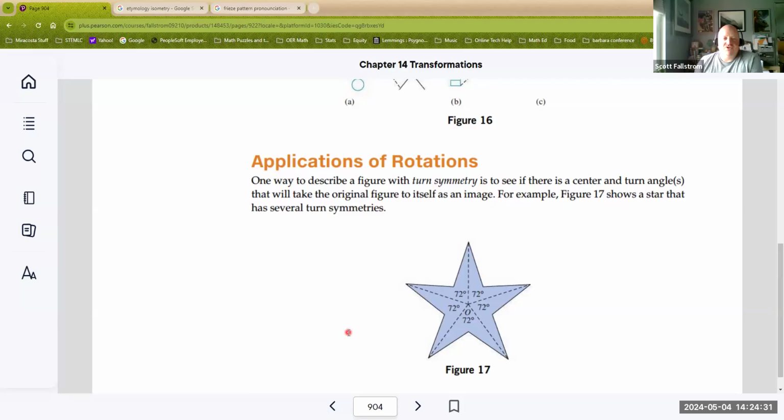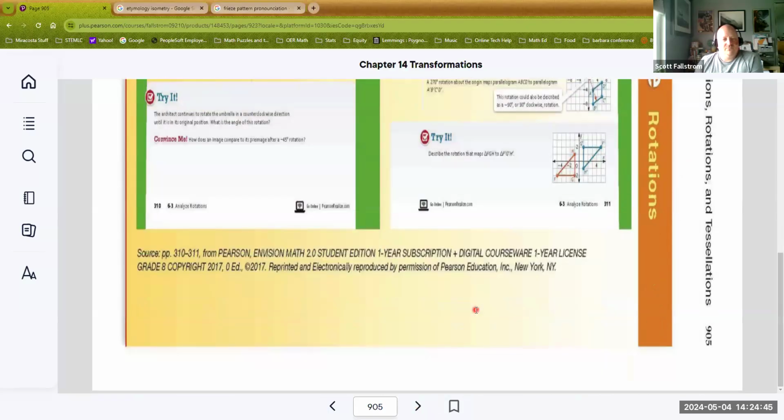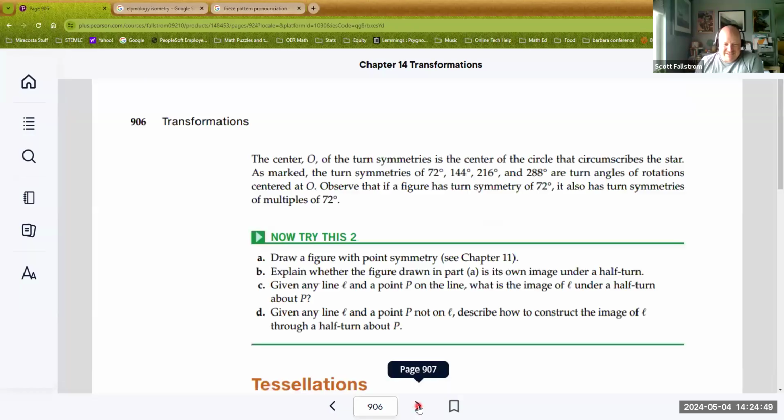And they talk about turn symmetries. We already saw these back in chapter 11. So they're bringing it back, but saying, take a look. If I was to rotate 72 degrees on this figure, it would sit right on top of itself. So that's how we can see a turn symmetry. But also twisting things is not a super bad thing.